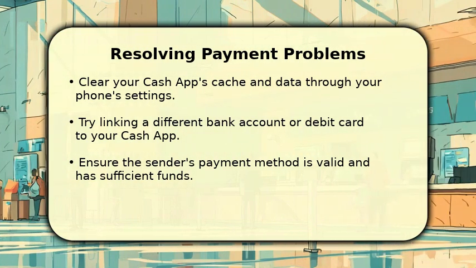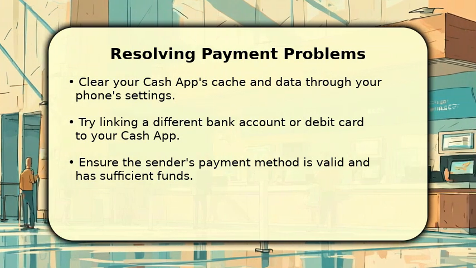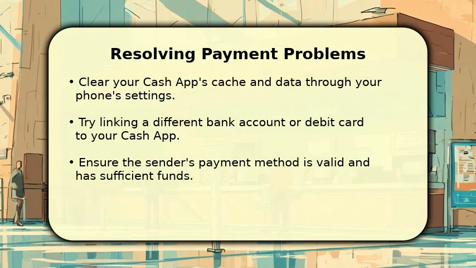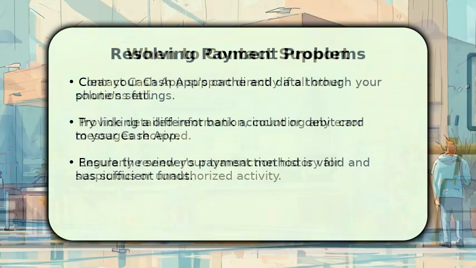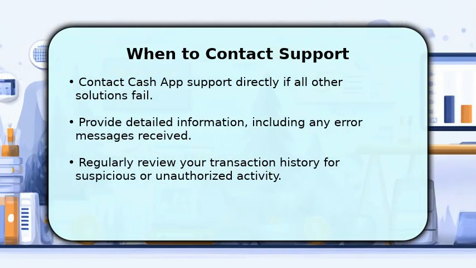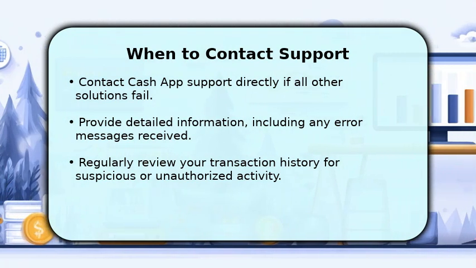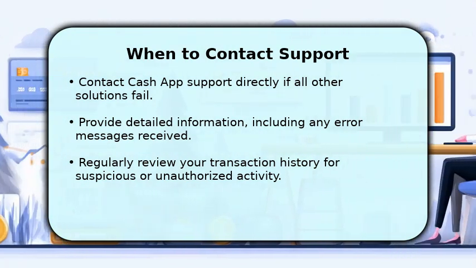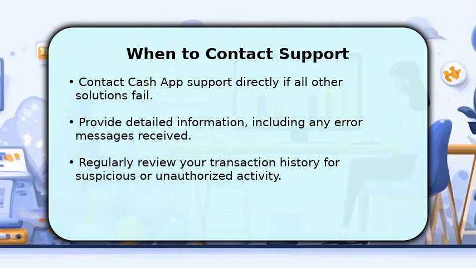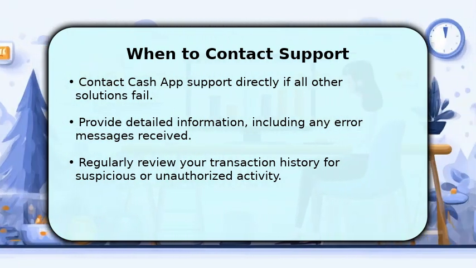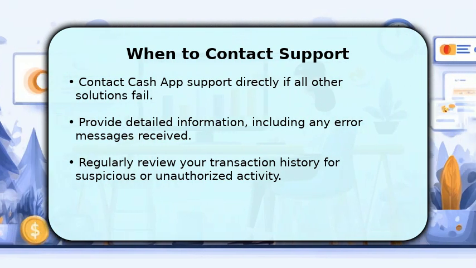Also, communicate with the sender to confirm their payment method is valid and that they have enough funds available to complete the transaction successfully. If you've tried these steps and are still unable to accept payments, it's time to contact Cash App support. Be prepared to provide specific details, such as the exact error message you're seeing and the date and time the issue occurred.